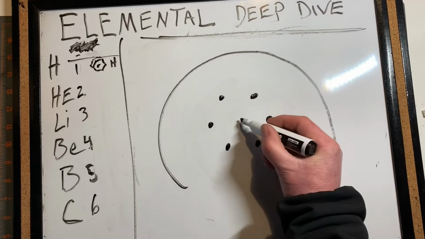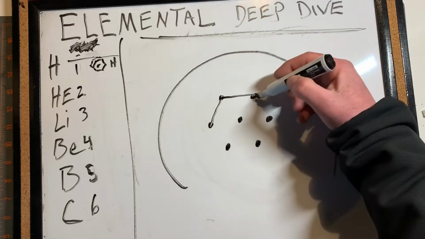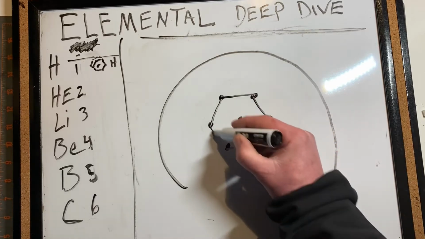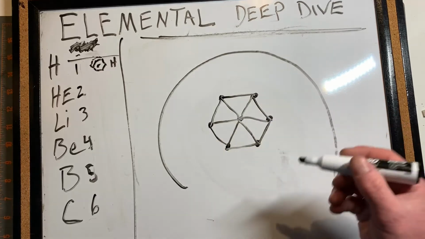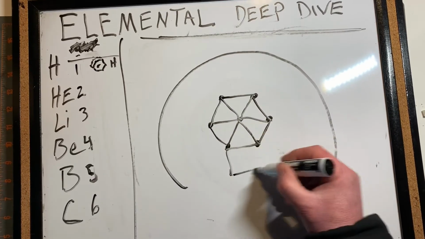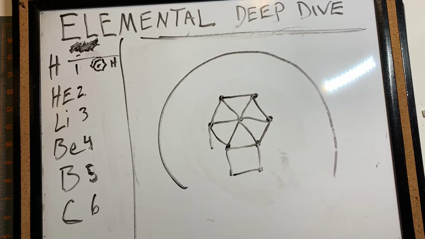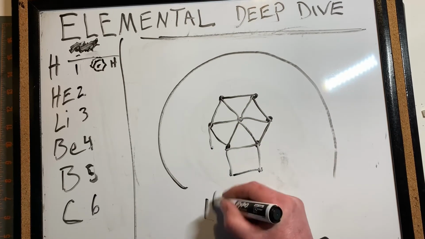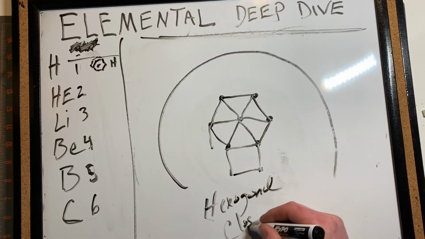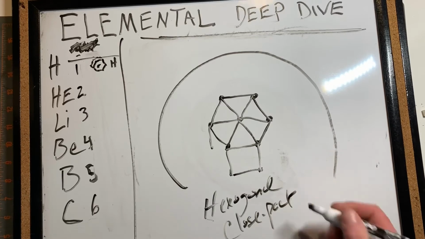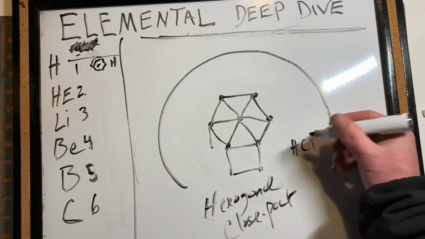Only this time, we start to see each one of these form very similar hexagons. We start to see an interesting transition. They start to organize and form what's called a hexagonal close packed, or we'll call it just a hexagonal close pack.